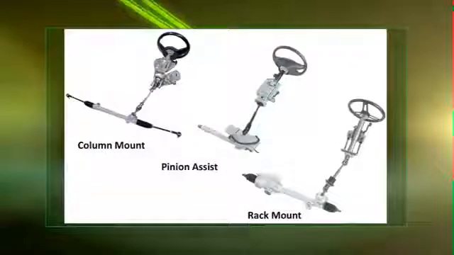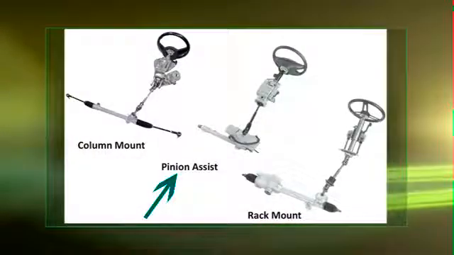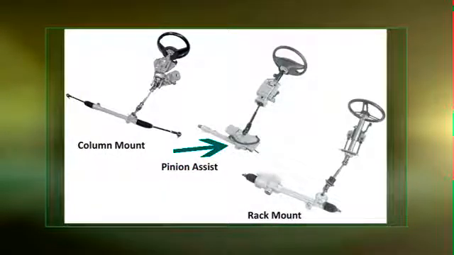And then we have the same thing, but move the electric motor to the middle, called a pinion assist, right down there at the bottom of the intermediate shaft, right on the pinion gear. And then finally, like this Chevy Cruze has, we have an electric motor. We'll show you here shortly. Huge electric motor, 12 volts on the actual rack.